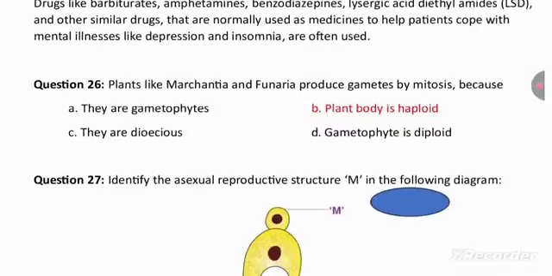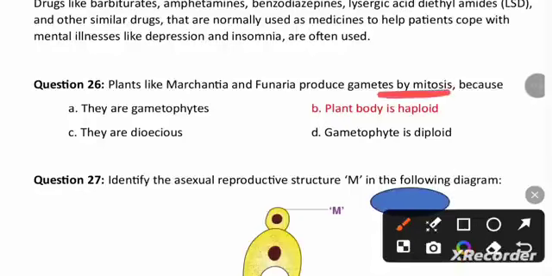Plants like Marchantia and Funaria produce gametes by mitosis. Mitosis is an equational division. So if mitosis is used for gamete production, then definitely the plant body is haploid. That's why, to produce haploid gametes, mitosis is done. So the plant body is haploid in this case.